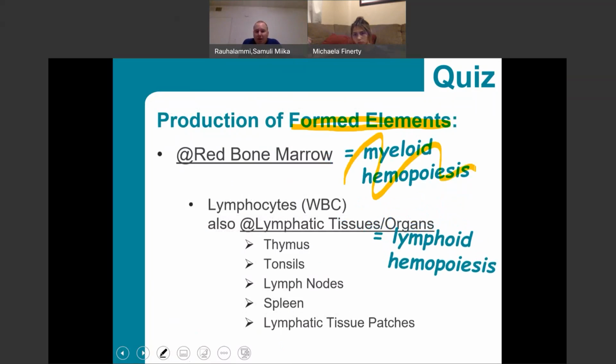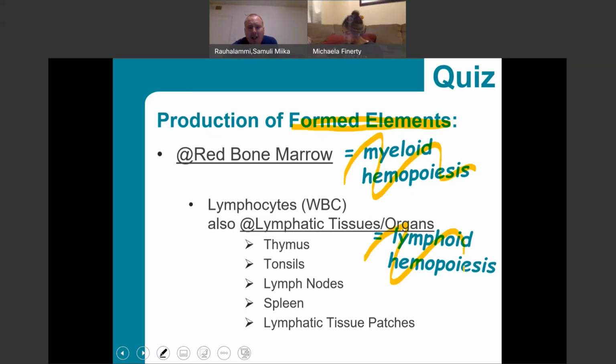In addition, some of the formed elements go to other parts of the body, in addition to bone marrow, to mature and develop further. These parts where they would go are known as our lymphatic tissues and organs. And when these white blood cells go to lymphatic tissues and organs, we talk about lymphoid hemopoiesis.